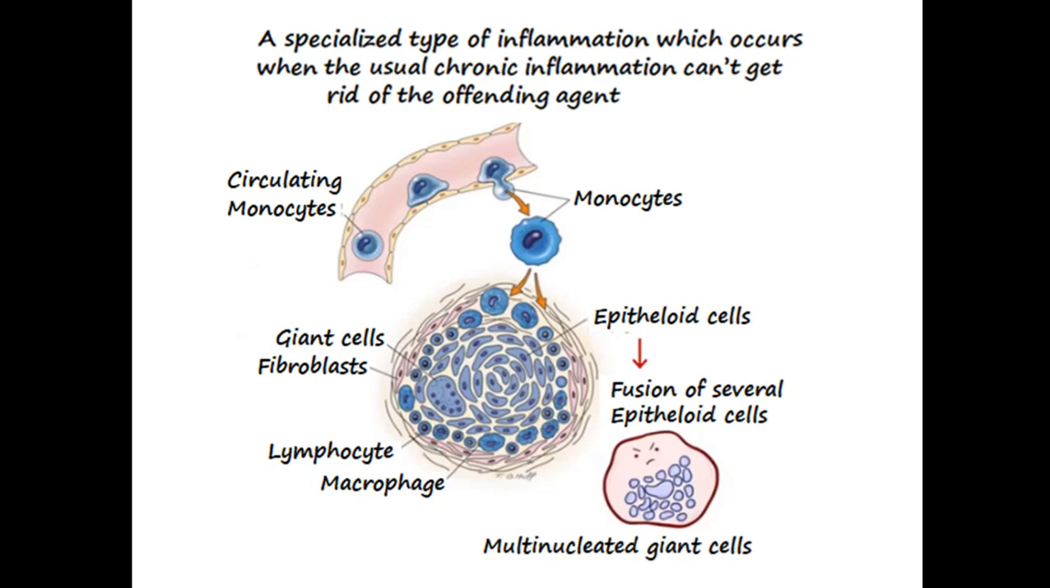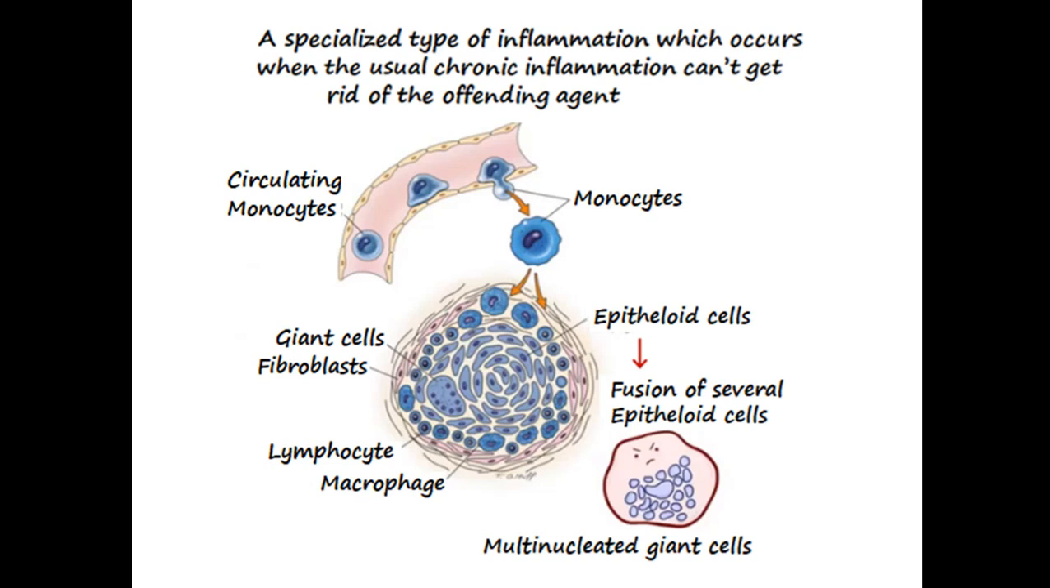Now, coming back to granulomatous inflammation, which is a specialized type of inflammation that occurs when the normal chronic inflammatory response is unable to kill the offending agent. The circulating monocytes are shifted into the extravascular tissue to the site of the inflammatory response, and they are modified into macrophages, and the macrophages are further modified in granulomatous inflammation into epithelioid cells.